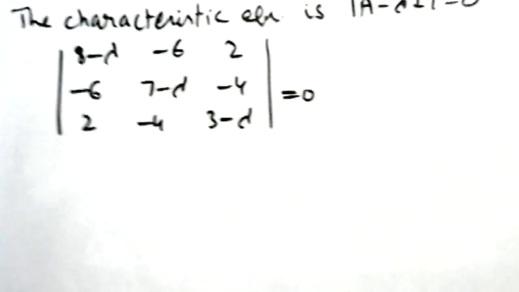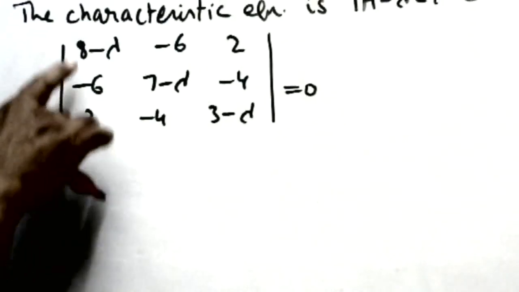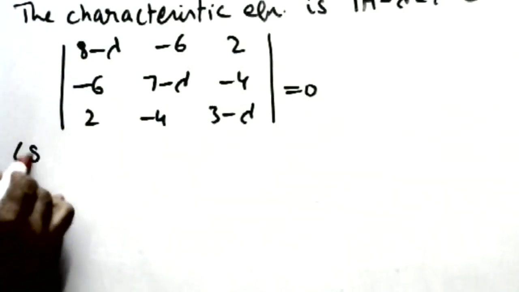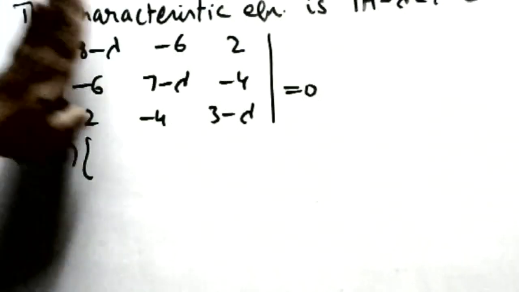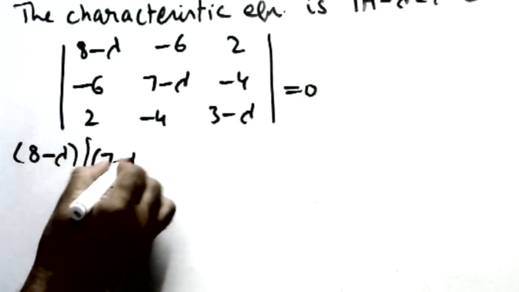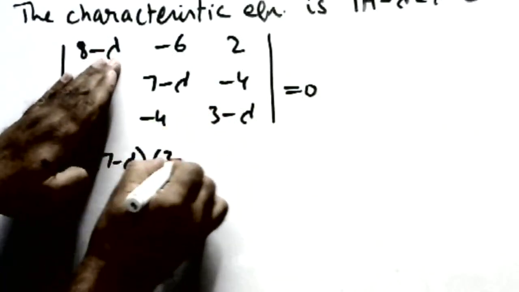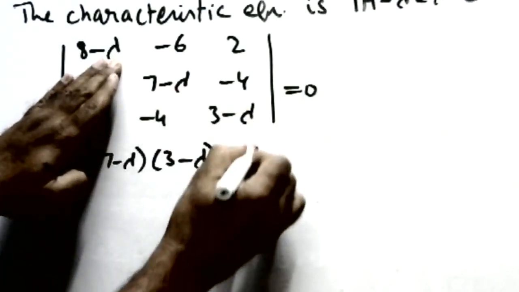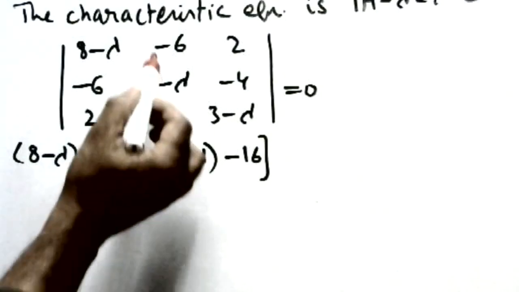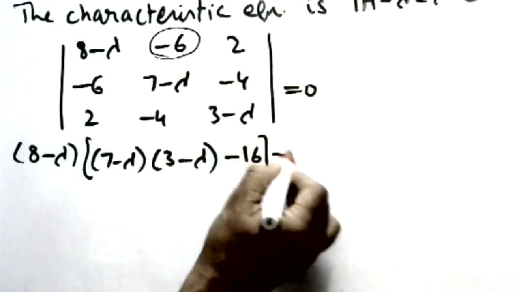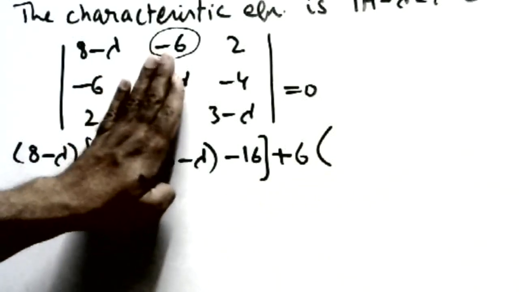We know how to solve the determinant from the previous classes, your basic classes of inter. So let me do this. How to start? First we take 8 minus lambda into, you hide this row and column, you multiply this 2 minus this 2, so 7 minus lambda into 3 minus lambda, minus 16, since minus into minus is plus, 4 fours are 16. Now here always we change the sign of this. If it is minus, you write plus. If it is plus, you write minus.